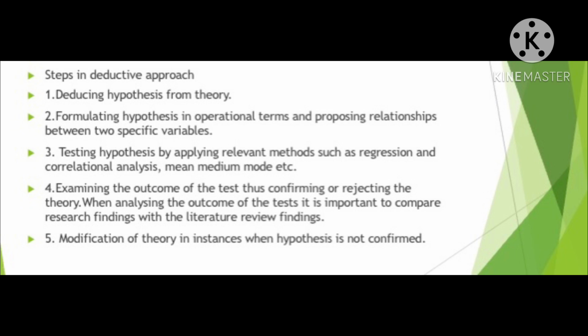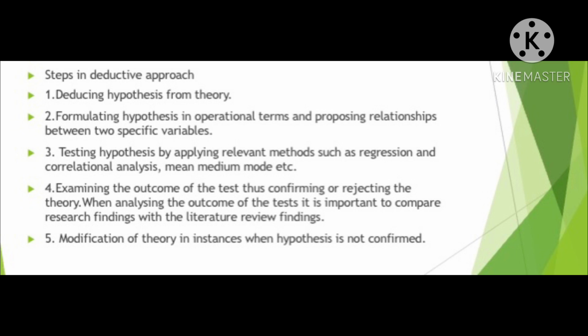So let us see what the different steps in the deductive approach are. First, deducing a hypothesis from a theory. There is an existing theory, and from the existing theory we are deducing a hypothesis. Then we are formulating the hypothesis in operational terms. In which way can we test it? In the operational terms we are proposing the relationship between the specific variables.